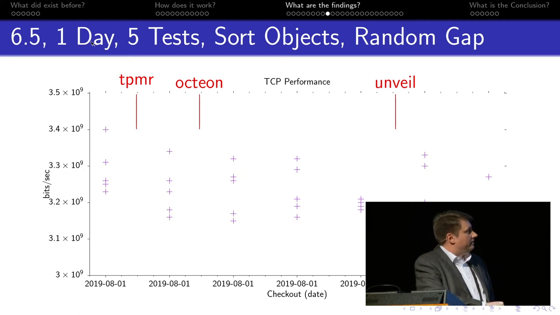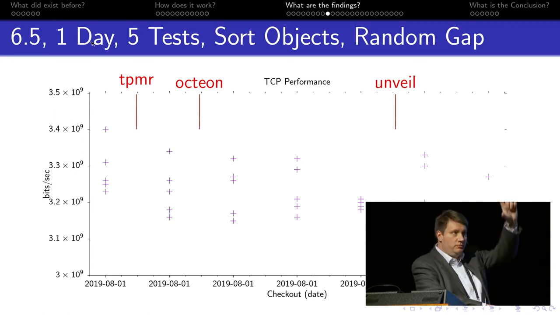And so I made a test. I just add a random gap. So I sort them alphabetically, but I just move the gap. So move the kernel up and down, and it starts jumping again.